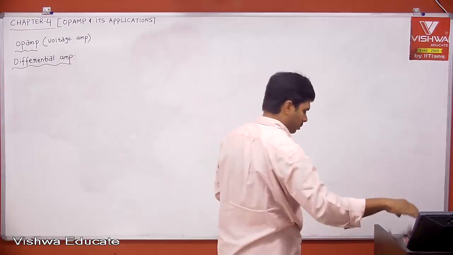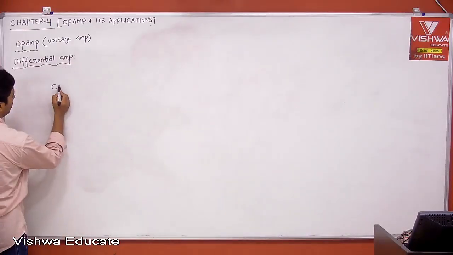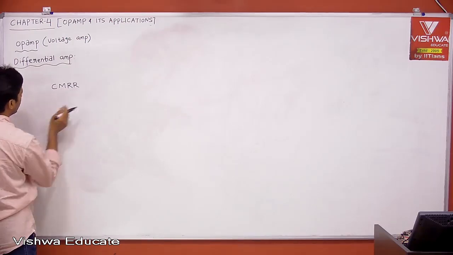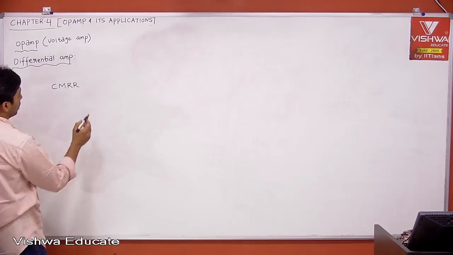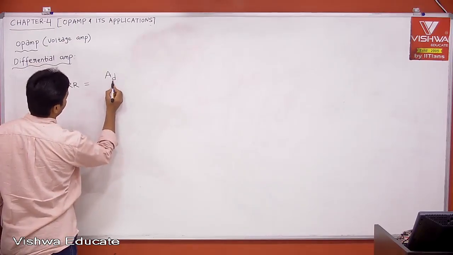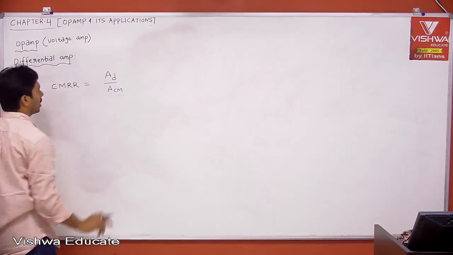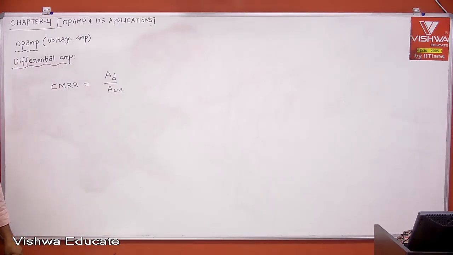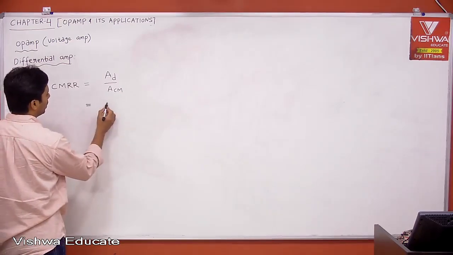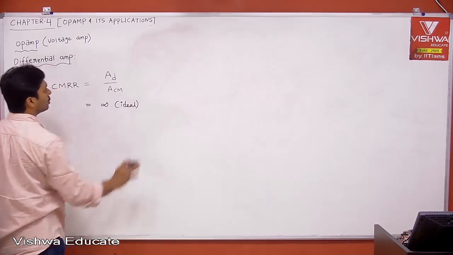Okay. Now write down the CMRR definition. CMRR is defined as common mode rejection ratio. It is defined as differential gain divided by common mode gain. Ideally it should be infinity.